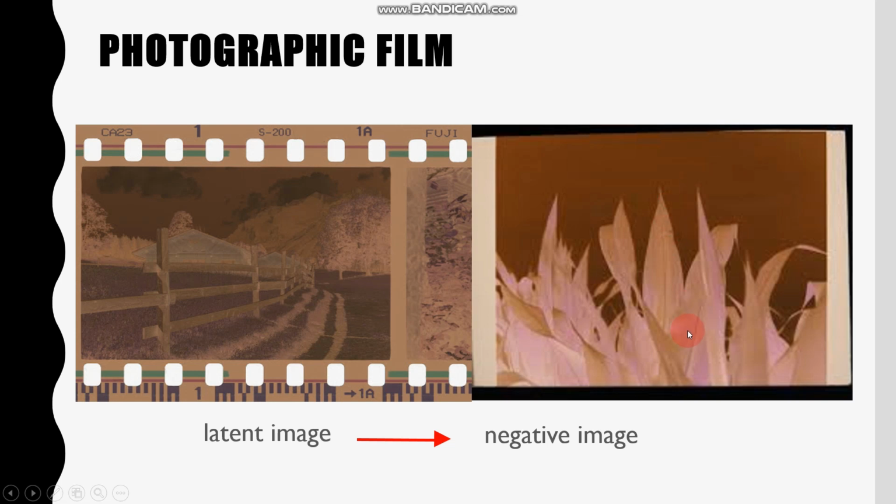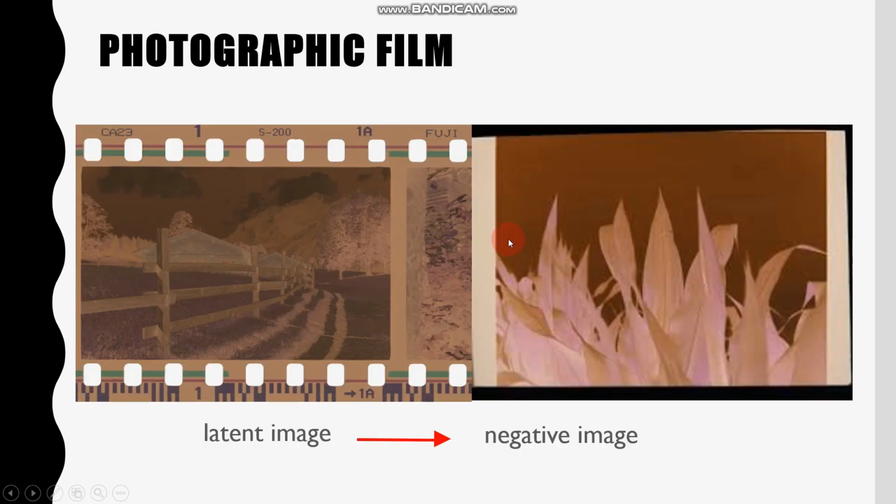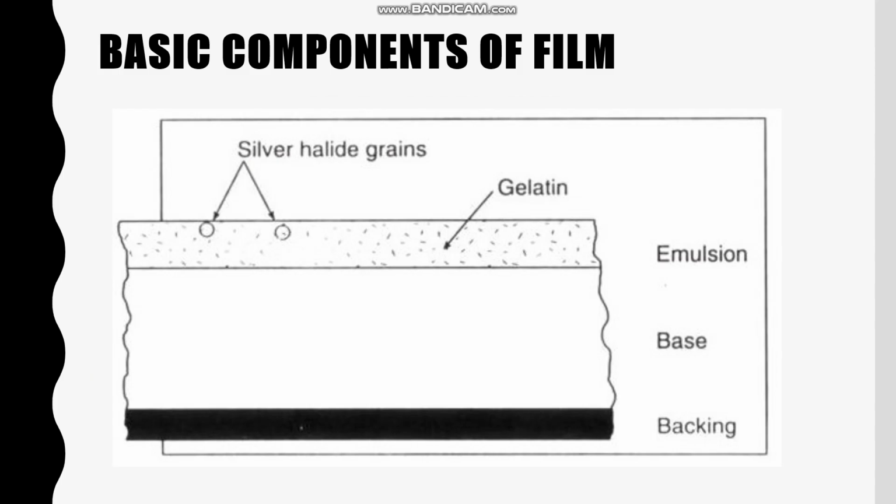And this plant, imagine for example, yan ay dark green kasi yan yung halaman, mas madilim na portion ng area mo. So, it appears white kasi again, the darker area or portion sa iyong subject, sa iyong scene, it appears as the whiter or the lighter area dun sa iyong negative image. So, that is the photographic film. Okay, next is the basic components of film.